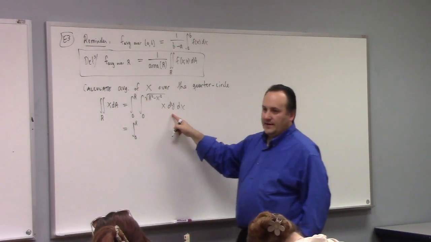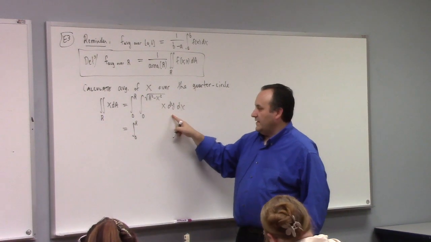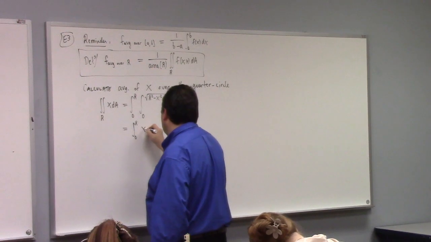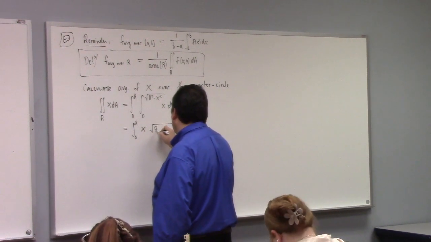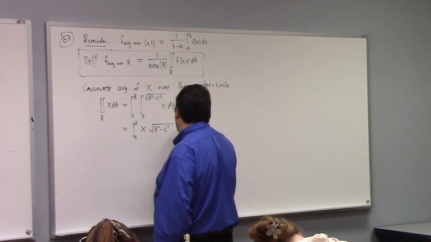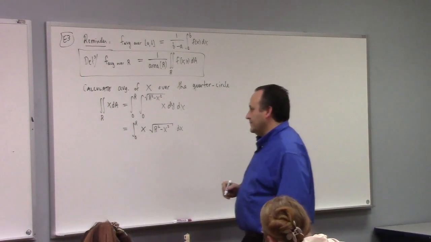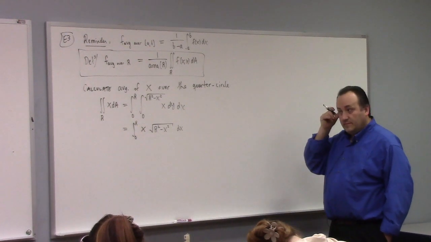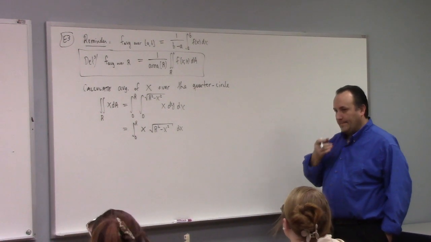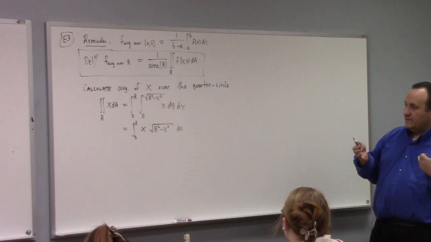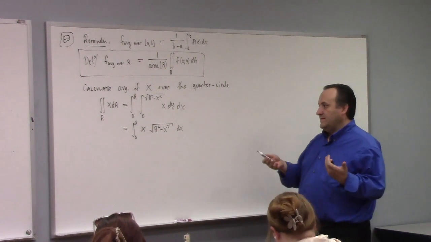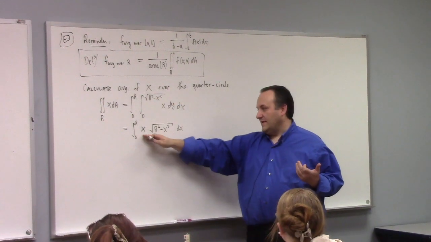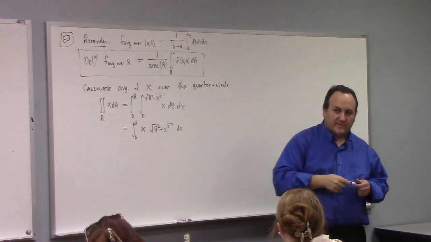I integrate dy, I get y, right? I evaluate y from 0 to this. It just ends up giving me x times the square root of r squared minus x squared dx. Does everyone follow me there? Again, we integrate dy, we get y times x, but evaluated from 0 to the root, it just gives me x times the root because the lower bound contributes nothing.